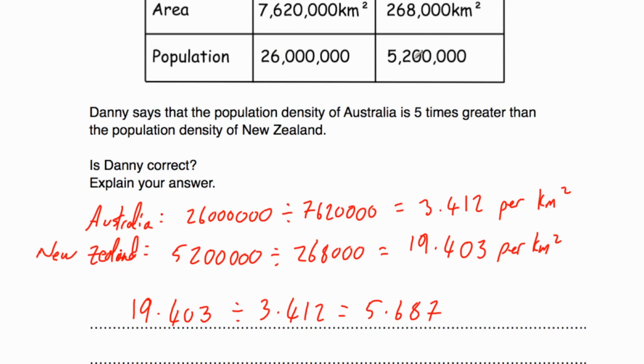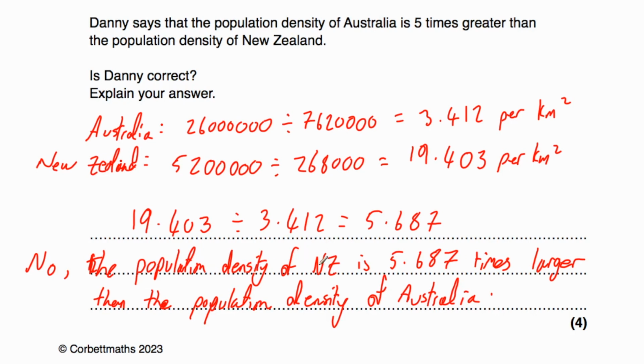So let's write that down. And I've just written, no, he's not correct, and the reason is the population density of New Zealand is 5.687 times larger than the population density of Australia. And that's it. Okay, let's have a look at our next question.